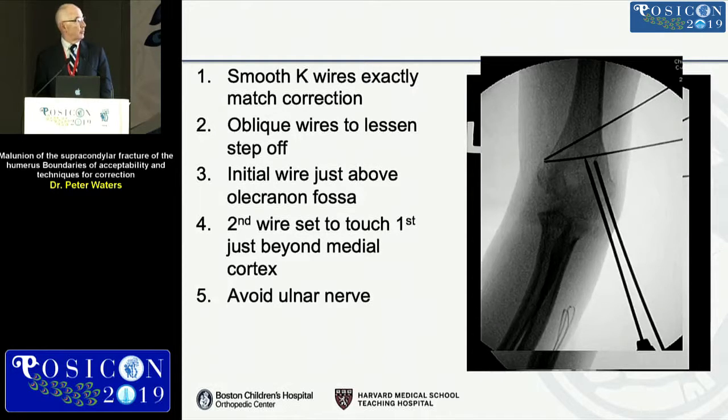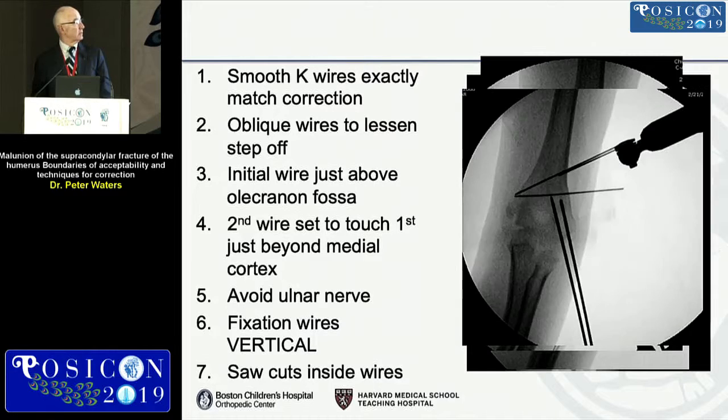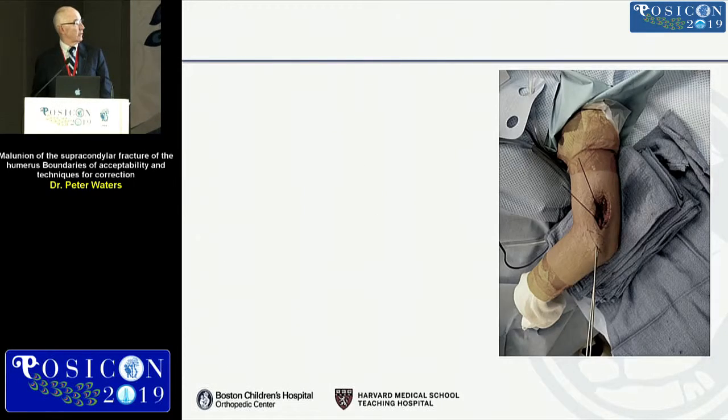You then put your vertical wires in place before you do anything else, and these need to be much more vertical, so when you take the wedge out like a supracondylar fracture, they get good purchase fixation on the medial side. All right, fixation wires in place. The saw cuts are just inside the wires, so you can see here in a controlled fashion. Here is the visual of these vertical wires, corrective wires in place.